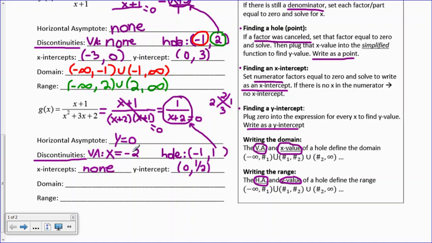So I do have a vertical asymptote, so I'm going to go ahead and circle that because that's going to be important for my domain. I also have a hole. So this is a situation where both of these are going to affect my domain. So not only is it the vertical asymptote, it's also the x value of my hole. So both of these things are going to apply in this situation.